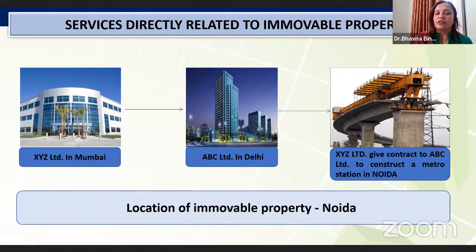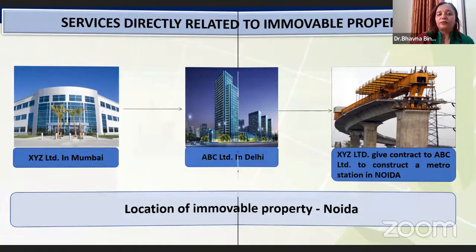Then coming to the services related to the immovable property. Now, if any services related to the immovable property is provided, say XYZ Limited is in Mumbai, they provide the services to ABC Limited for a construction of a bridge in Noida. जहाँ पे bridge construct हो रही है, that would be the place of supply of service.